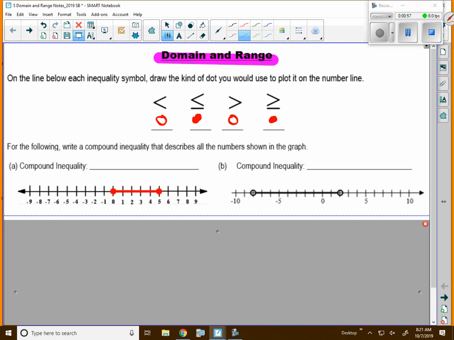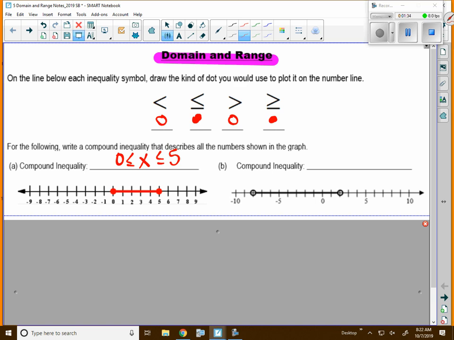Okay, we're going to do a compound inequality. Both of those are what kind of circles? Closed circles. So when we put our symbols in, they're both going to have a line underneath them. And I go from 0 to 5. So I would read this, 0 is less than or equal to x, less than or equal to 5. Or you could say x is between 0 and 5. You could say it that way as well.